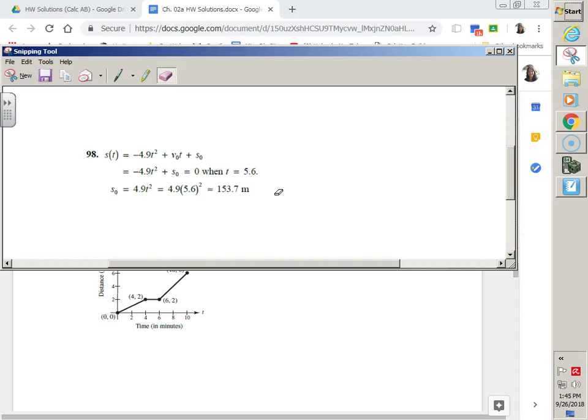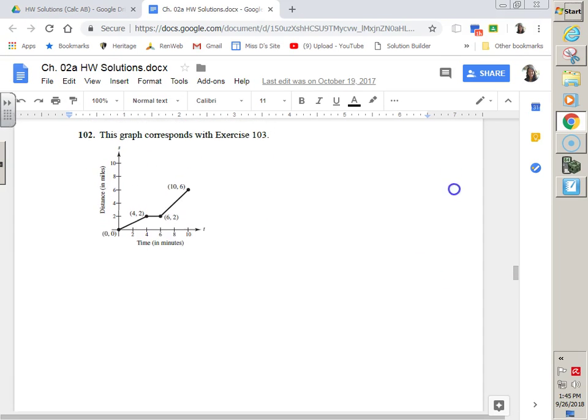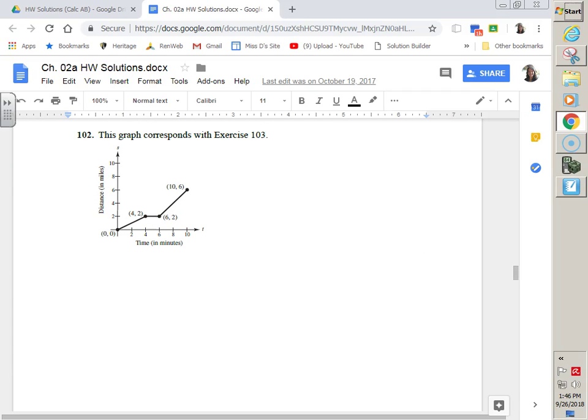Splash was when it hit the ground when position was 0, and you plugged in time and got the initial position. 0.664. Oh, this one's 0.664. Yeah. And then number 102. I actually think 102 is basically the trickiest problem of all of homework. In some ways.